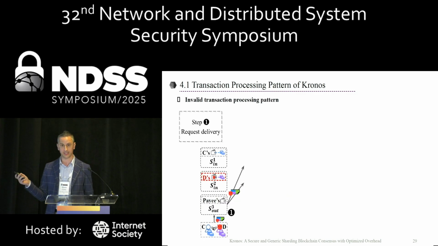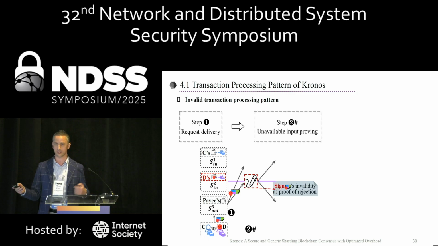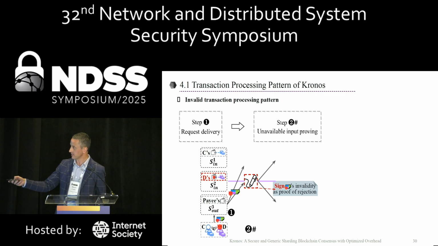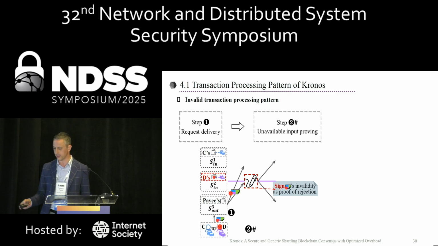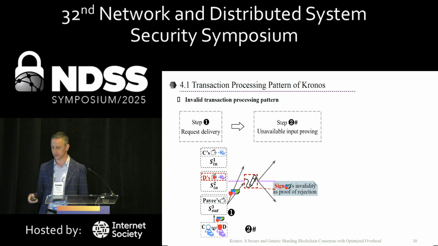Let's see what happens in the case of an invalid transaction. In the case of an invalid transaction, we have basically two sub-scenarios. In the first case, here we have this shard where the coins are actually not available. So D was a malicious client.